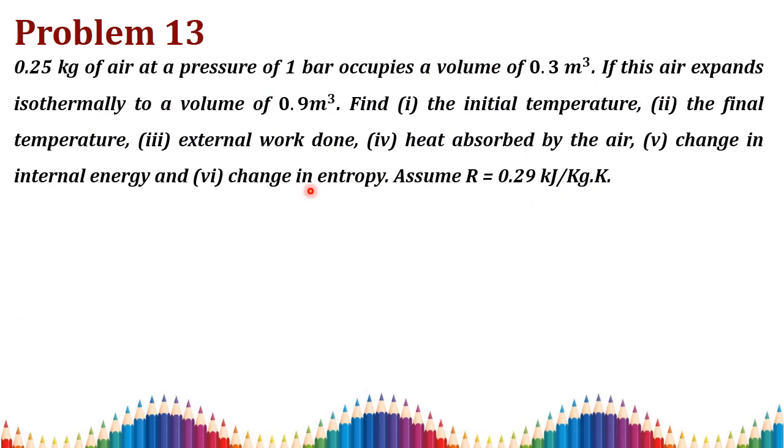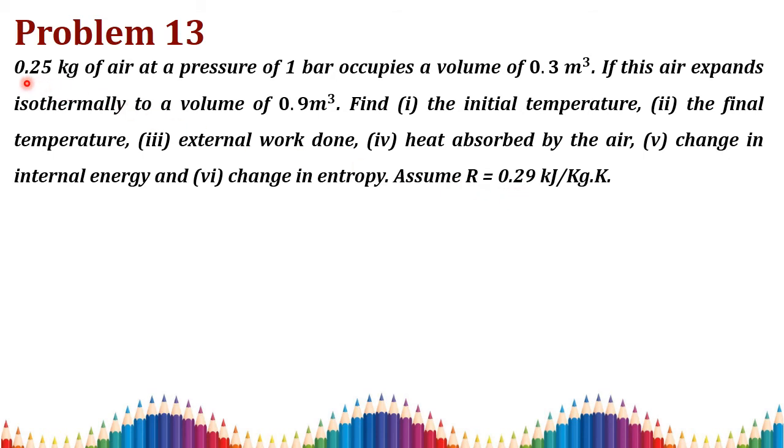Problem 13. A 0.25 kg of air at a pressure of 1 bar occupies a volume of 0.3 meter cube. If this air expands isothermally to a volume of 0.9 meter cube, find the initial temperature, final temperature, external work done, heat absorbed by the air, change in internal energy, and last one is change in entropy, assuming that R is equal to 0.29 kilojoule per kilogram Kelvin.